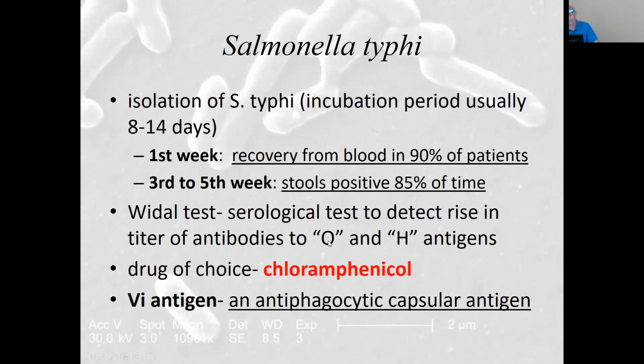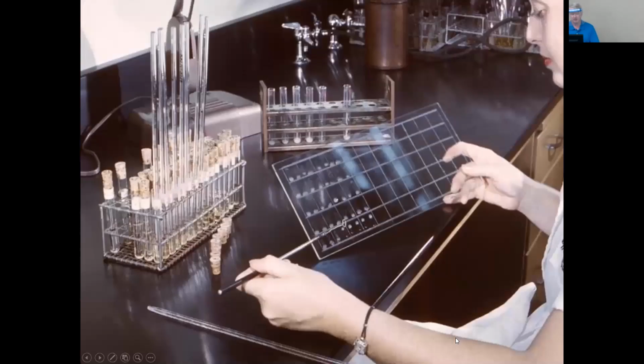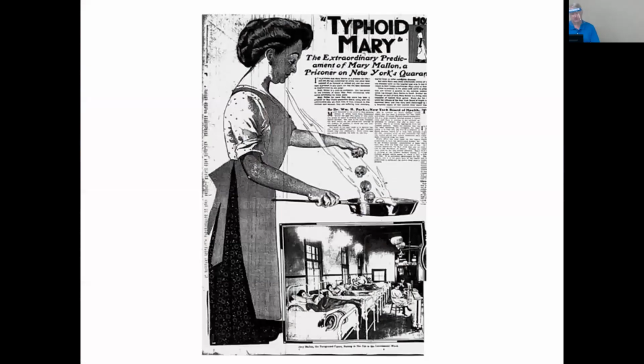Okay, one of those, was it immunology we talked about this? Whether it was somatic, flagellar. Am I thinking way past immunology there? Remember I thought somewhere lately. Drug of choice is chloramphenicol. The Vi antigen is an anti-phagocytic capsular antigen. So Salmonella is pretty sneaky, you can avoid.